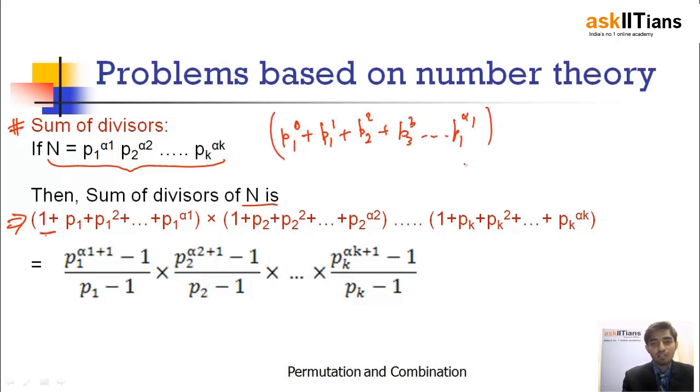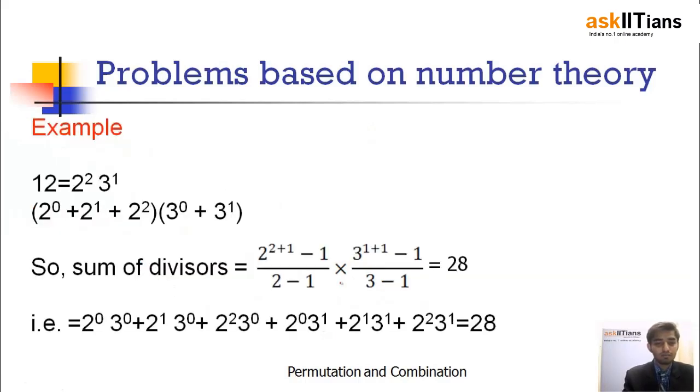And in the second bracket you will go up to alpha 2. In the third you will go up to alpha 3, and similarly in the last bracket you will go up to alpha k. By the binomial formula, I can say that the first bracket will be p1 power alpha 1 plus 1 minus 1 divided by p1 minus 1. Now the next will be p2 power alpha 2 plus 1 minus 1 divided by p2 minus 1, and similarly the last will be pk power alpha k plus 1 minus 1 divided by pk minus 1. So you can use this formula to find out the sum of all the divisors.